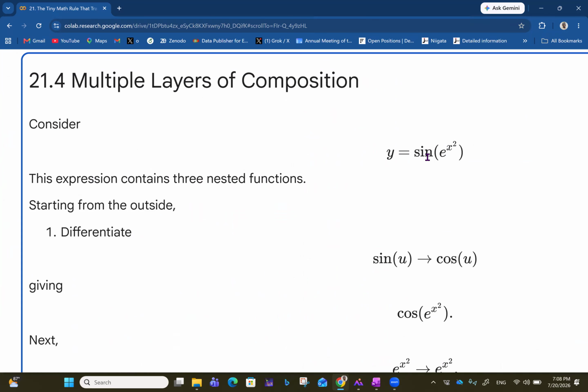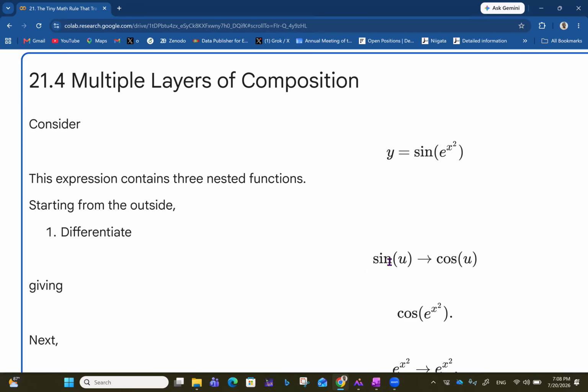Consider y equals sine e raised power x squared. So you see, x squared can be u, and then you now have sine e raised power u. And then v can be e raised power u. So you now have sine v. There you have 3 layers. So this expression contains 3 nested functions.